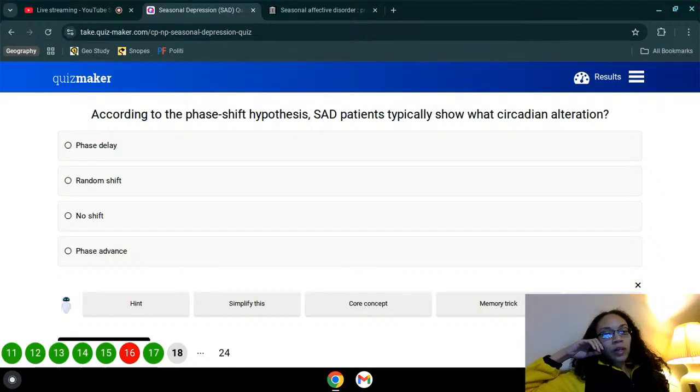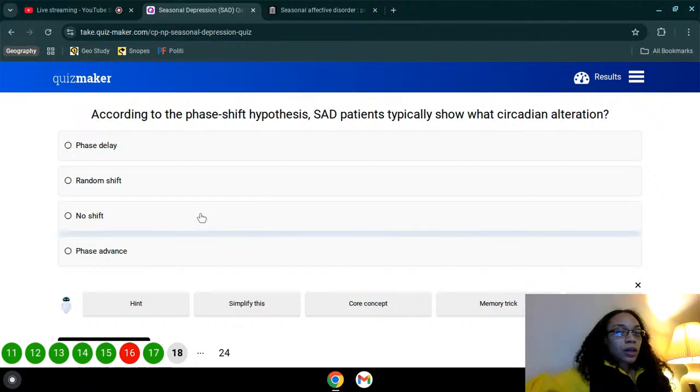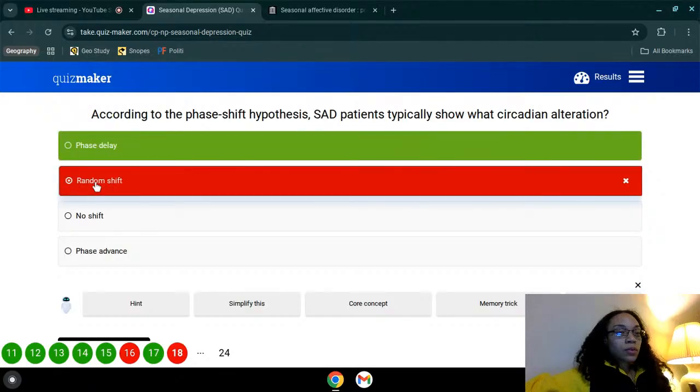All right. So SAD patients typically show what circadian alteration? A phase delay, a random shift, no shift, or phase advance. I'm going to say random shift. Ooh, phase delay.